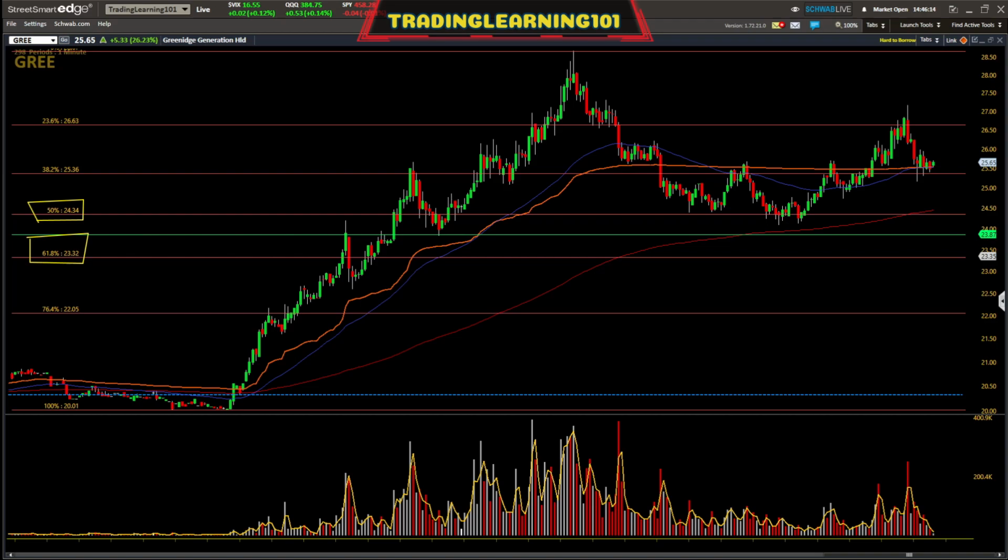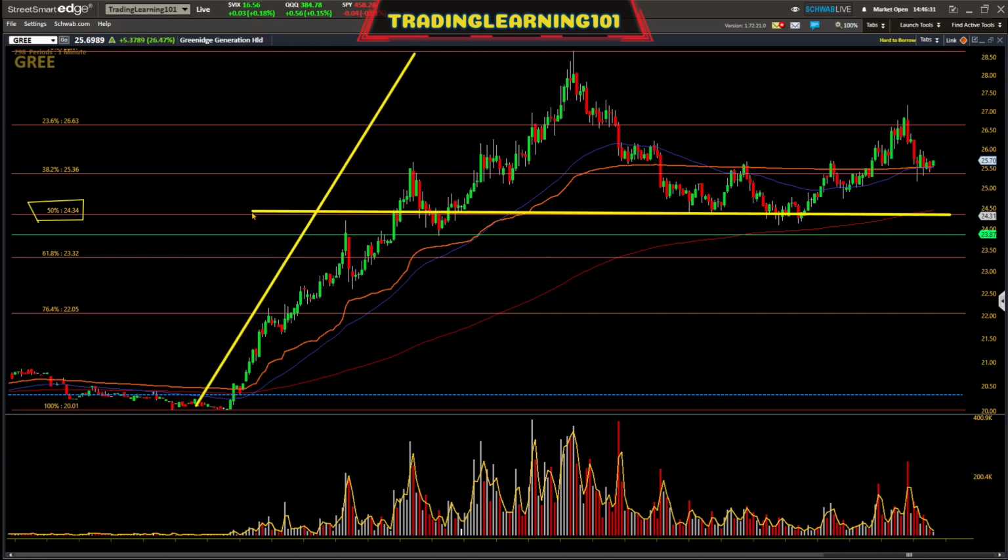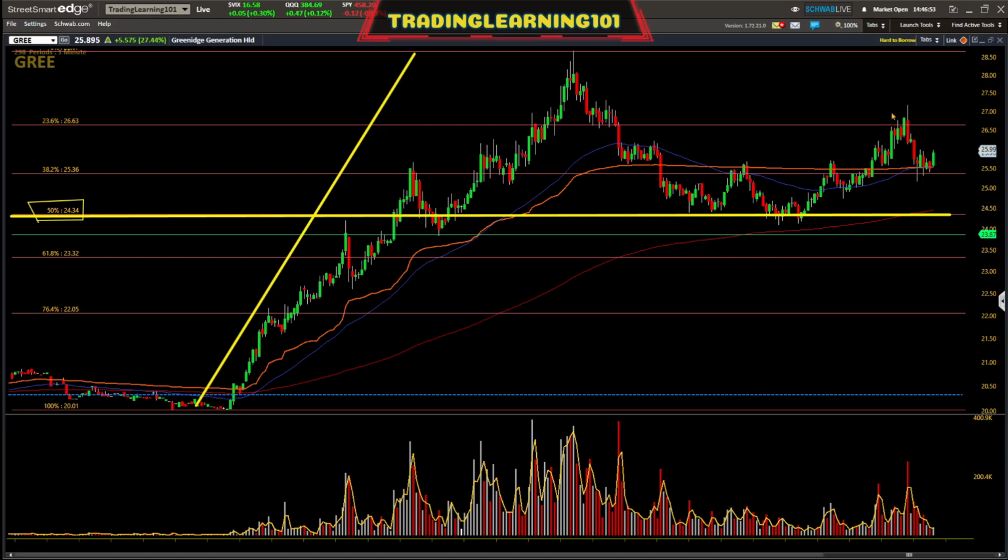But in this case, with GREE, from the high up here, this retraced all the way down 50% of its move here. So from the bottom to the top, this stock pulled back 50% and retraced right here. That's a good level, a really good level. A lot of people look for retracements like that for continuation. So from 24.50, retraced 50%, got a nice move up all the way up here to $27.